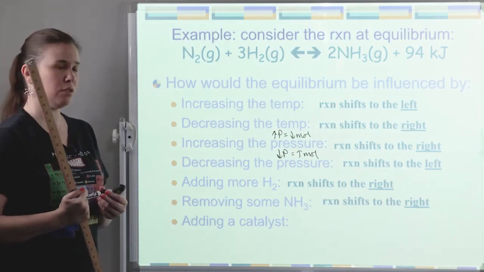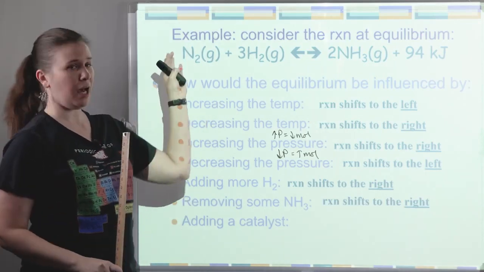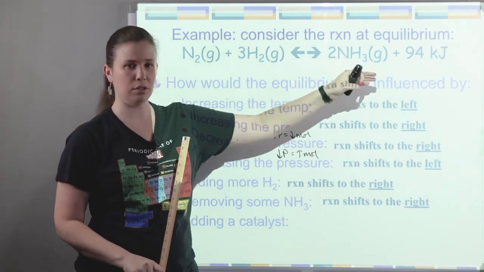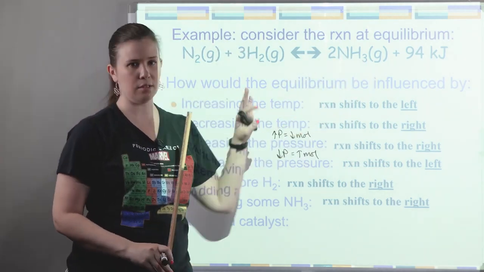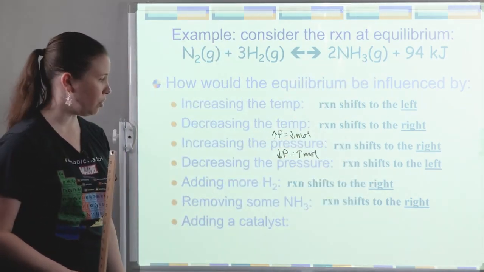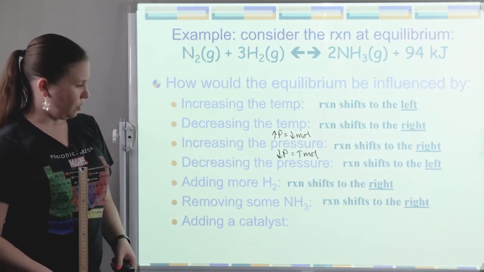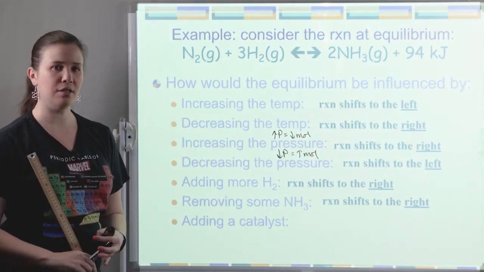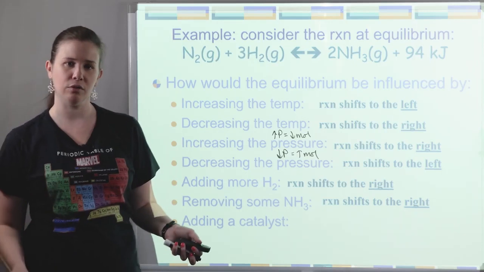So notice that the shift to the right can be caused either by adding extra reactant or removing some product. Either one of these things is going to cause the reaction to want to move forward more. Now the last one, adding a catalyst. Do we think that adding a catalyst will cause a shift to the left or the right?